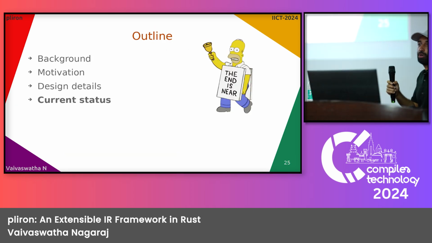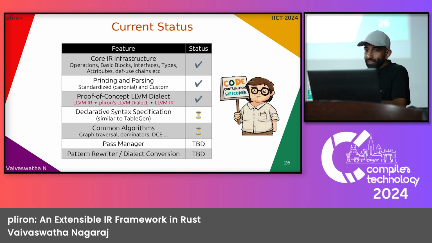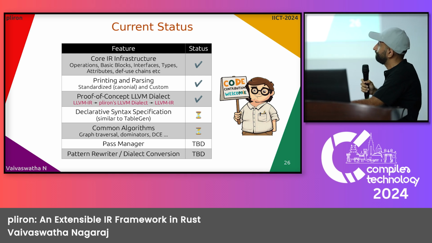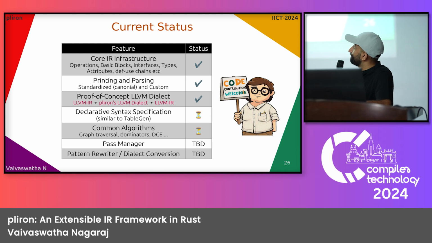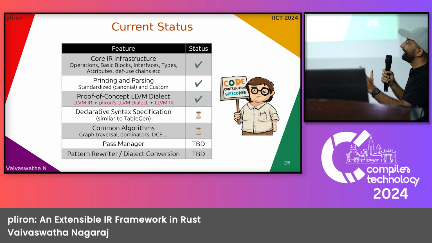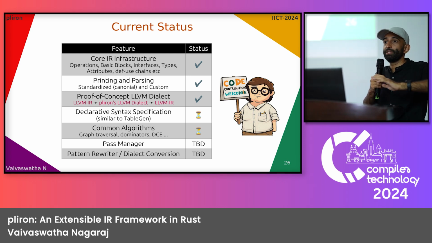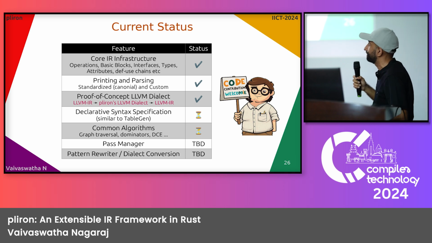Okay, we're almost about to end the talk. This is where pliron currently stands today. The core infrastructure is there. And I've actually been able to run a proof of concept. A proof of concept LLVM dialect is there, and what I've been able to run is a Fibonacci program end to end. That is, take LLVM IR, put it into pliron's LLVM dialect, back to LLVM IR, and then compile and run it. It works, so that means we can represent that much effectively.